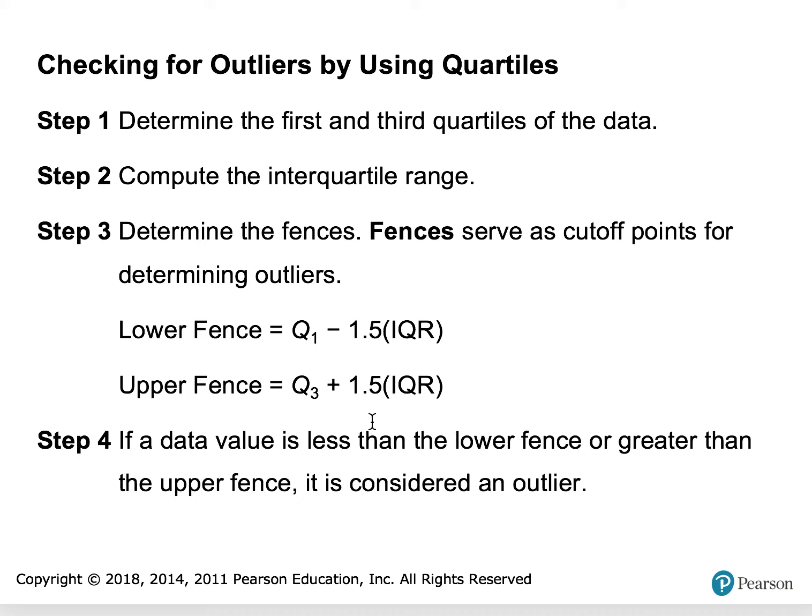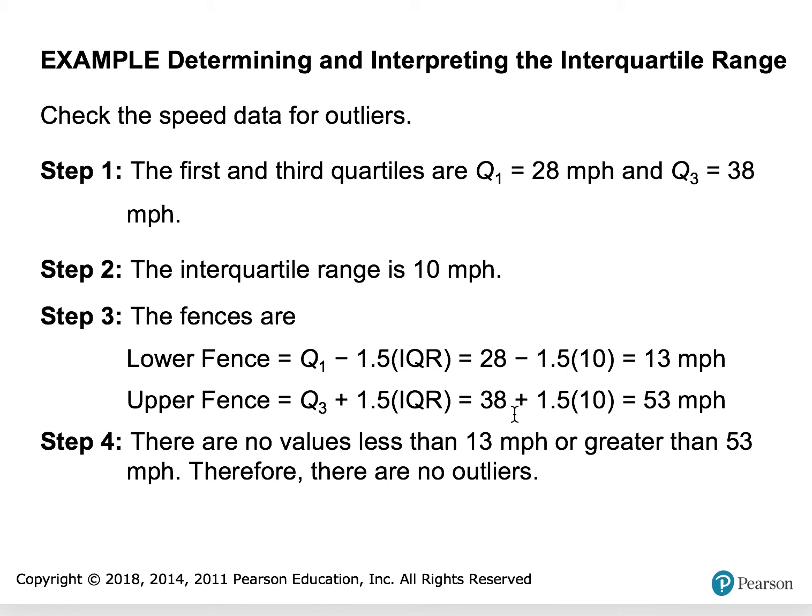So here we are, checking for outliers. Step 1, determine the first and third quartiles of the data. Step 2, compute the interquartile range. Step 3, determine the fences. Fences are our cutoff points for determining outliers. If it's over the fence one way or the other, it's going to be an outlier. So now let's check the speed data for outliers.